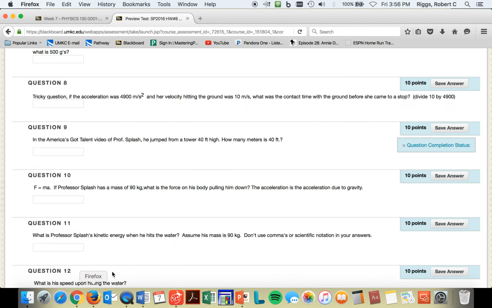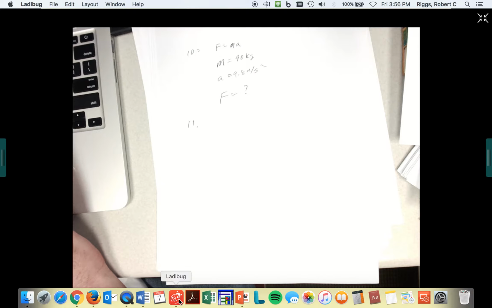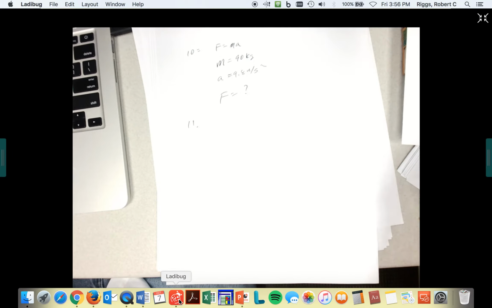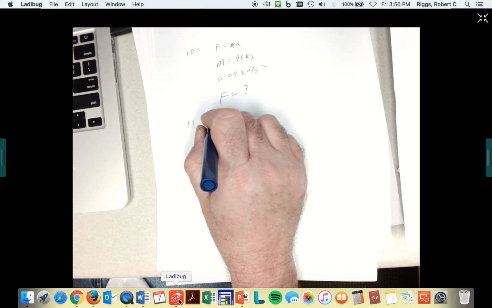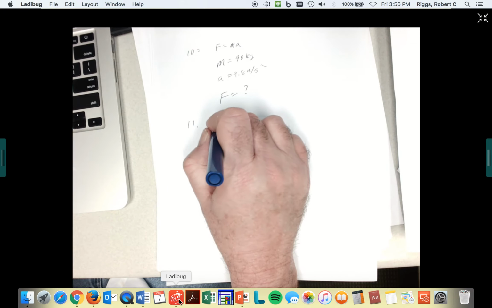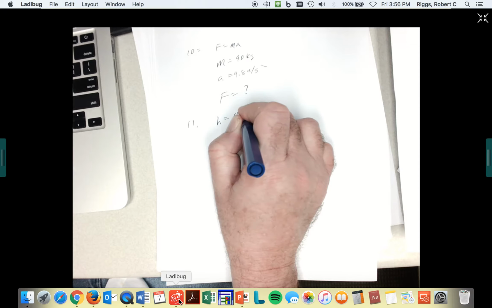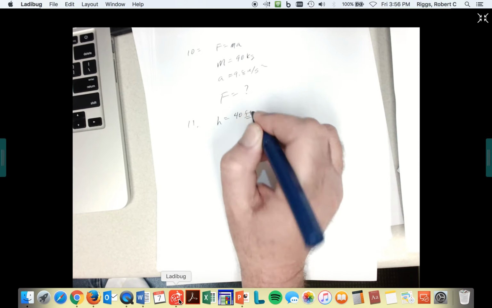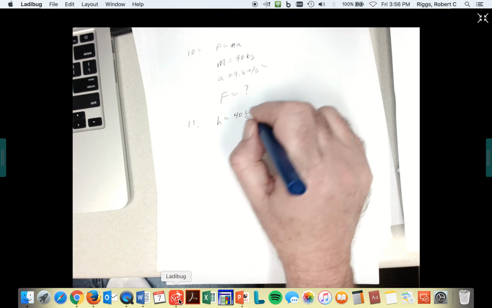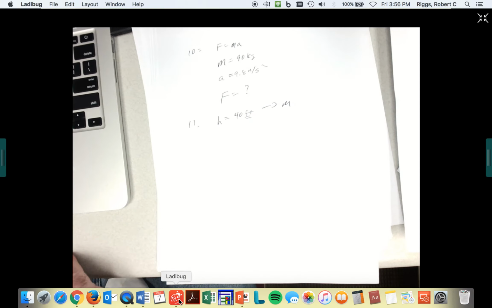Now I think I get a little bit crazy with it. What is Professor Splash's kinetic energy when he hits the water? Oh, remember when we did that calculation earlier? It's on page 1 of your notes. You can follow through with it. In other words, you got to find the height. It is 40 feet, but you got to convert that to meters. So that's kind of the tricky part.